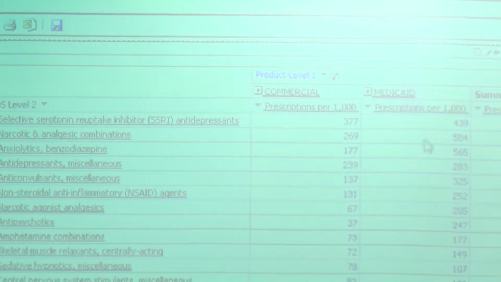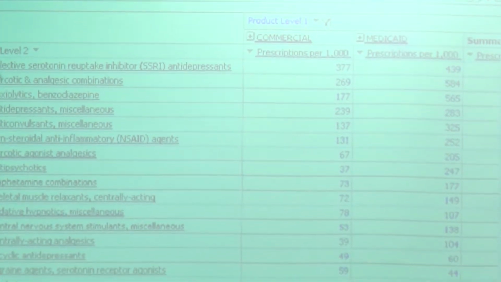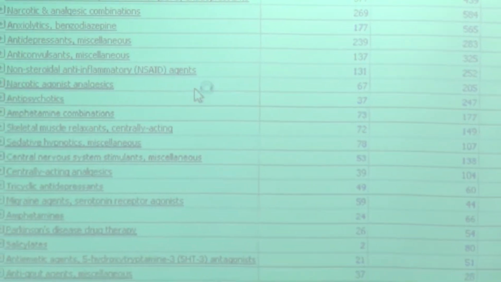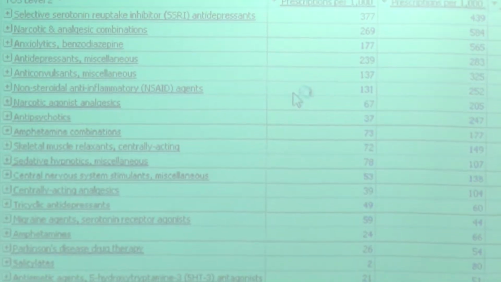Serotonin inhibitors are higher. This one's almost double. The narcotics and analgesics. The antidepressants are almost triple. So we're doing a comparison, and as we go down one more level, you'll be able to see some of the generic names.